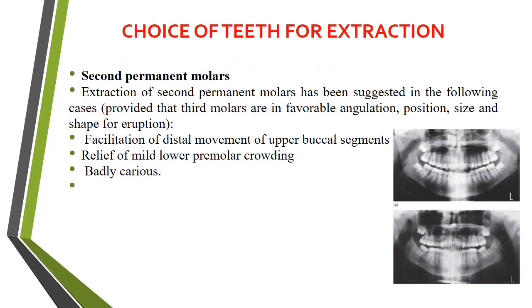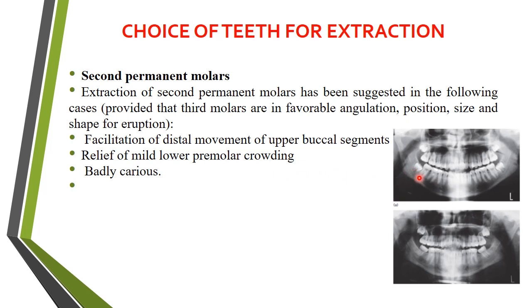The second permanent molars are located at the end of the dental arch and therefore they are away from the site of crowding. Their extraction doesn't help us in relieving crowding, but they have certain indications. We have to make sure that the third molars are in favorable angulation, position, size, and shape for their eruption before extracting the 7s.